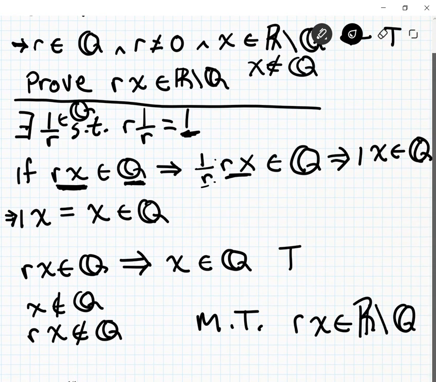Okay, so modus tollens. That's a recap of modus tollens: P implies Q, and then we're told not Q, and all that we can conclude is not P.